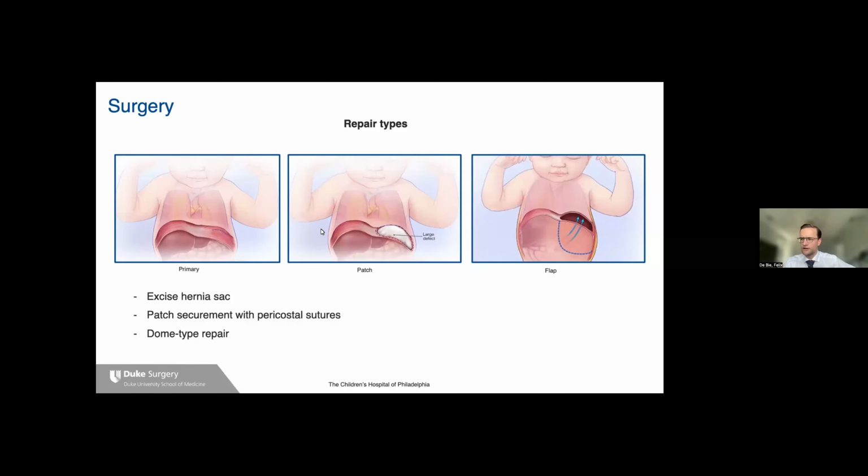But so you do that, and then you use a patch to really recreate the dome, thinking about long-term development and growth in those infants to accommodate for.